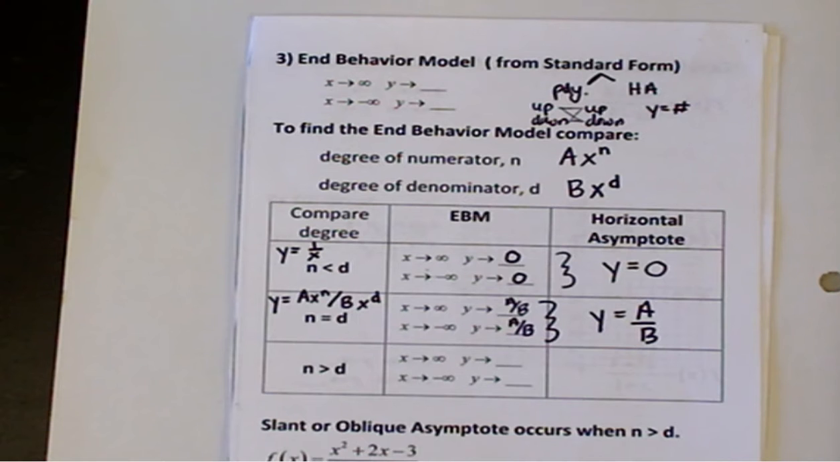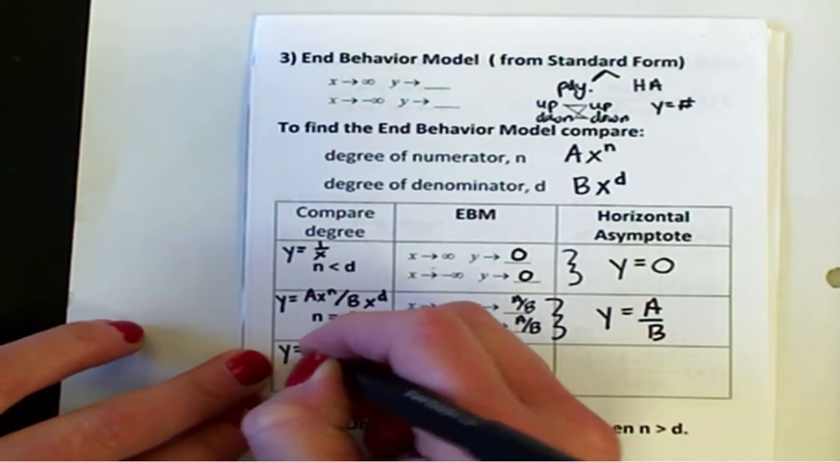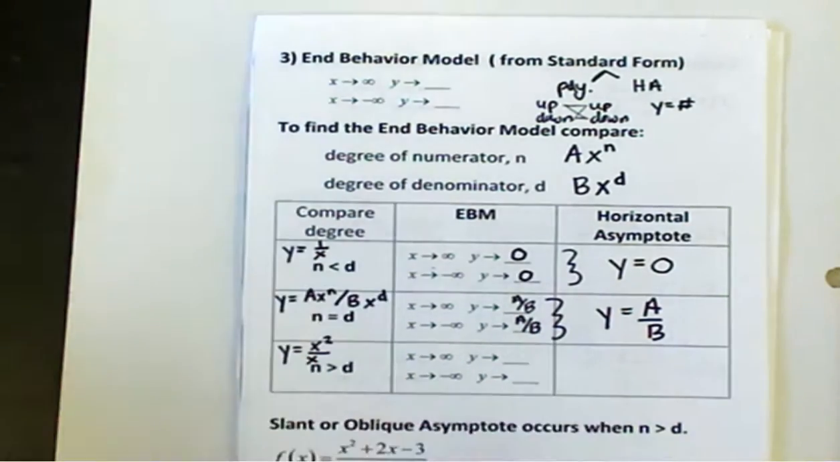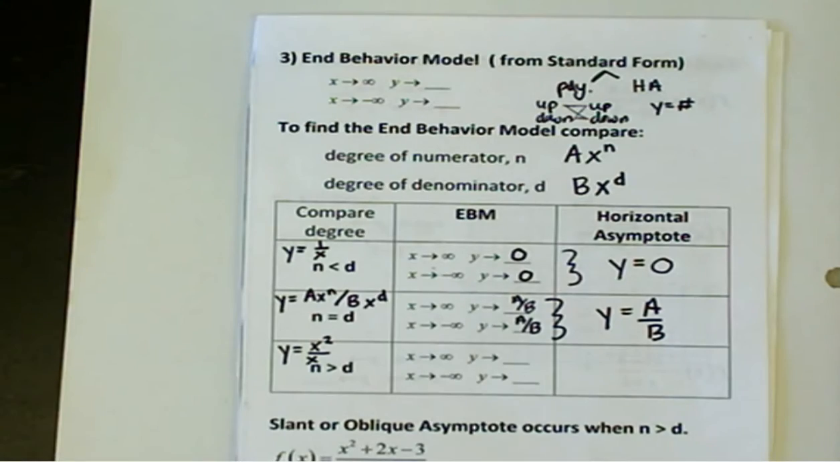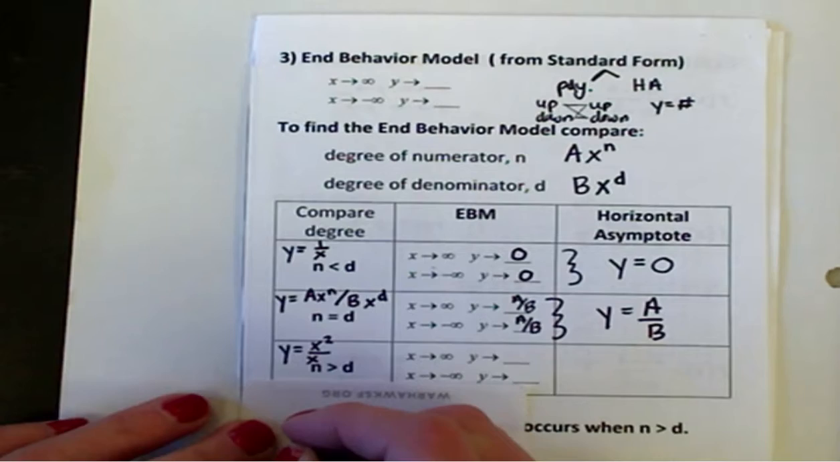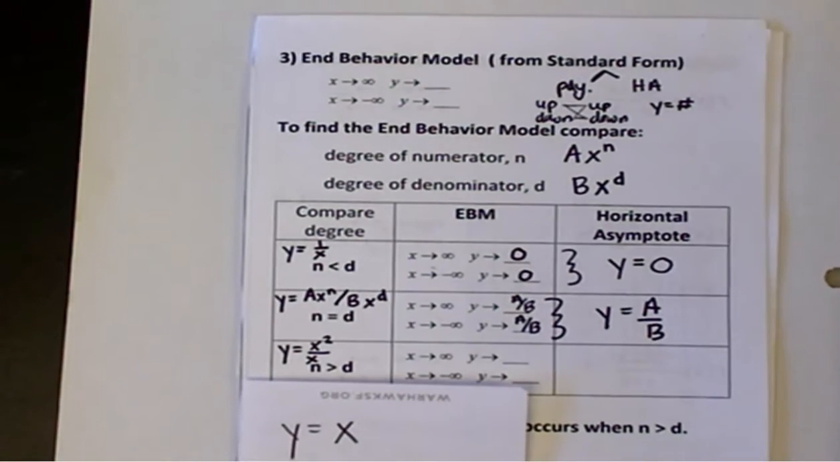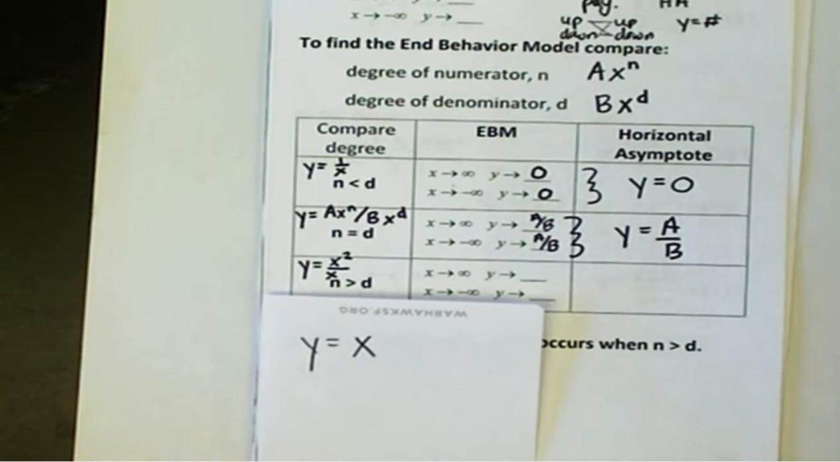Okay. The coolest one. The one you've already learned. The one you already know. Y equals, let's just say, x squared over x. Okay, my numerator degree is bigger. Oh, that's how it reduces. What did it reduce to? X.